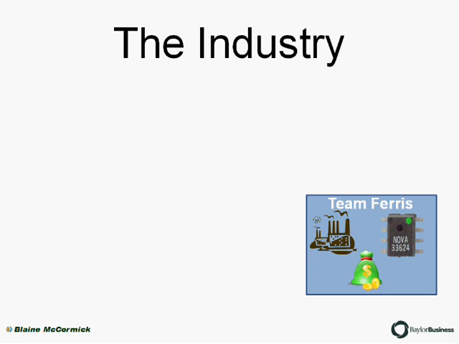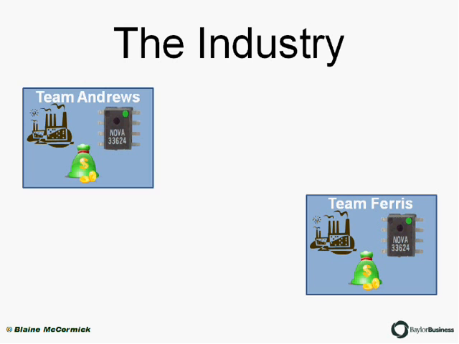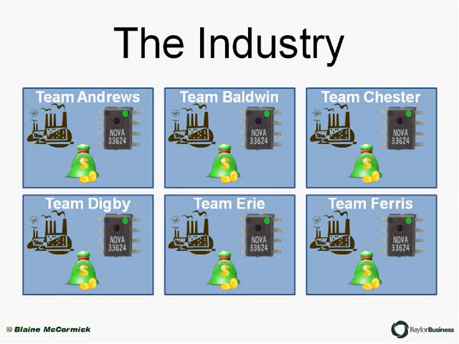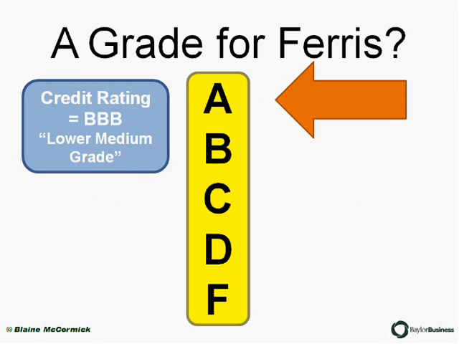A couple of last words here. Your industry, I want you to understand that in this video you've been Team Ferris, but like I said, there's 5 other teams in the industry: Team Andrews, Team Baldwin, Team Chester, Team Digby, and Team Erie. And all of you look exactly alike right now. Nobody's got an advantage. It's not best to be Ferris or Baldwin. Everybody's at the same starting line with the same production possibilities, the same marketing possibilities, the same finance possibilities, or the same marketing constraints, production constraints, and finance constraints, as another way to look at it. And we're all ready to start the simulation here.